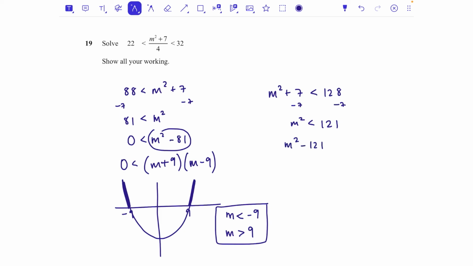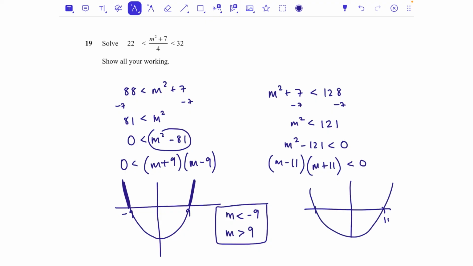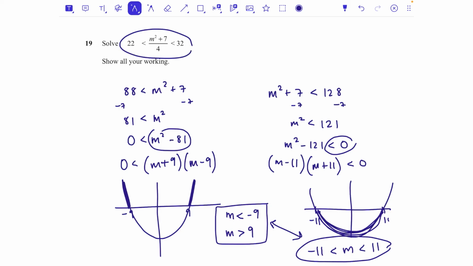M squared minus 121 is less than 0, and I know that that has solutions at, I'm going to do the difference of two squares again, m minus 11 and m plus 11. So again, if you draw it, it's going to look like this, with solutions at 11 and minus 11. This time we want it to be less than 0, so that's going to be this bit in between. So that's going to be when m is bigger than minus 11 and smaller than 11, like that. But I need both of these things to be true to be solving this equation.